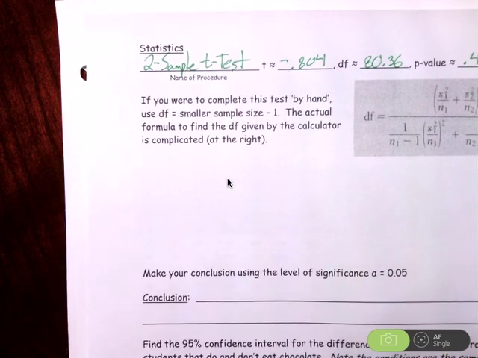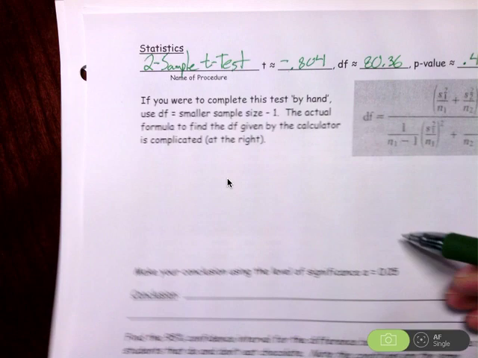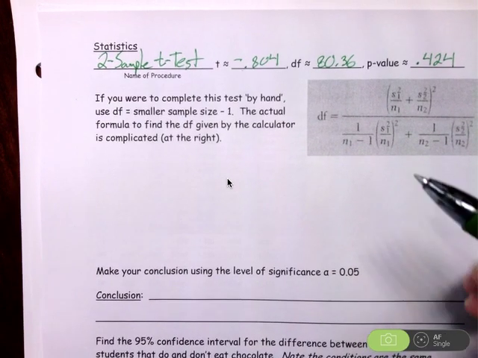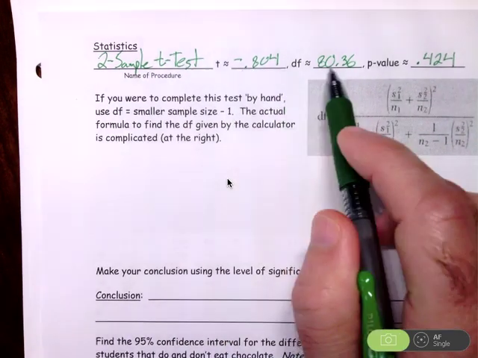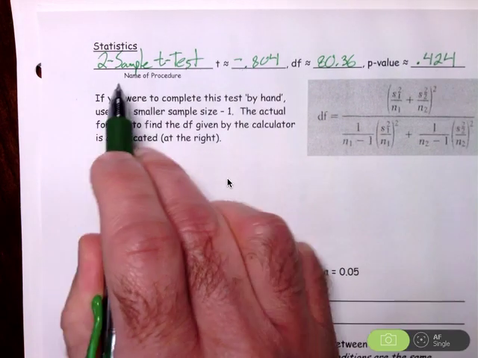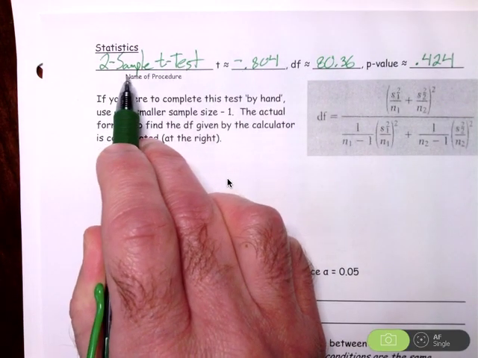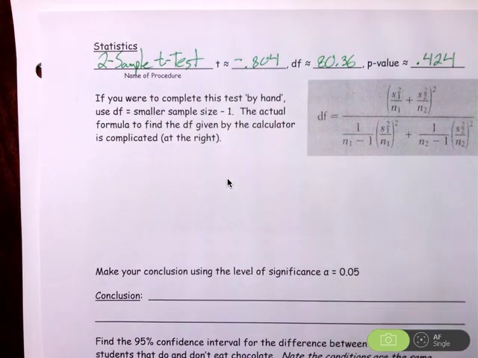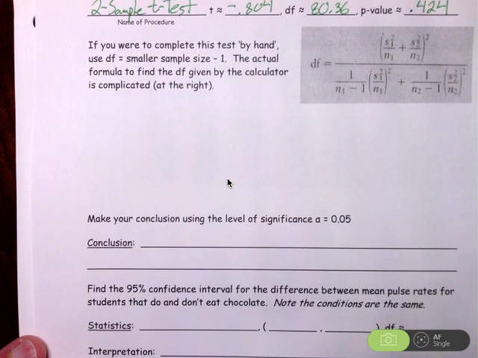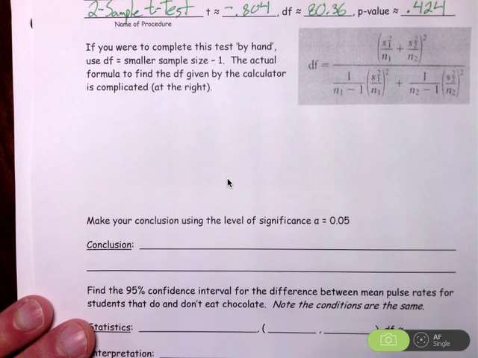So we'll come back to this section in just a second, but what I want you to realize, trust the calculator in order to get your t-score, your degrees of freedom, your p-value, but very important to name the type of test that you are using. And then the truth is we can make our conclusion like we would for any other significance test.